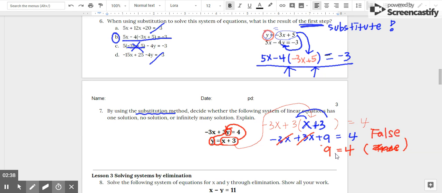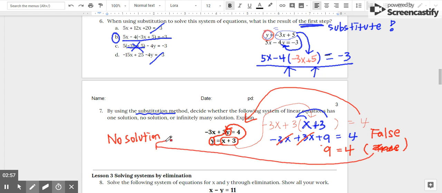So do we have any solution? Do we have any number that makes this system true? No, because the system itself is false. So you have to say there is no solution. When you end up with a false statement, then there should be no solution.